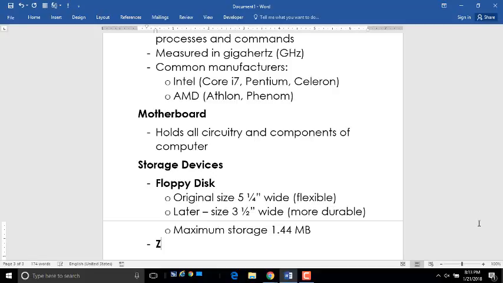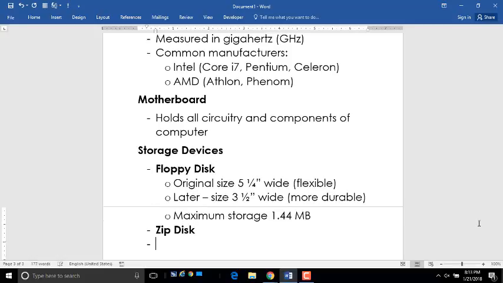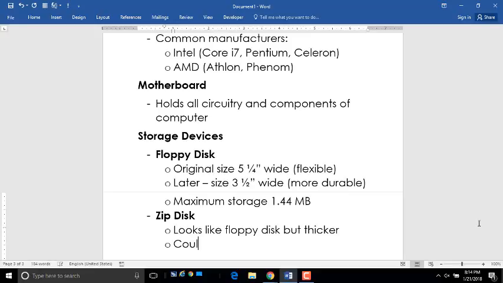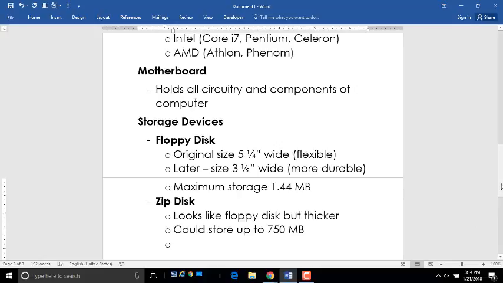And then I'm going to mention another kind to you here, and this is one that you may have never heard of before, and it's called a zip disk. And a zip disk is something that was used in certain areas or certain industries, not a popular thing that people would have at home, but a zip disk looked like a floppy disk. But it was thicker, and it had a larger storage capacity. It could store up to 750 megabytes.